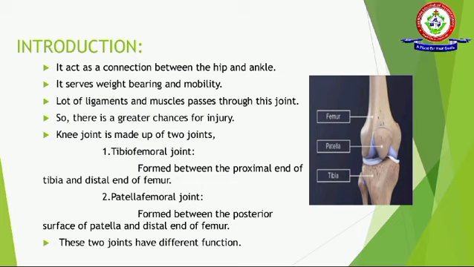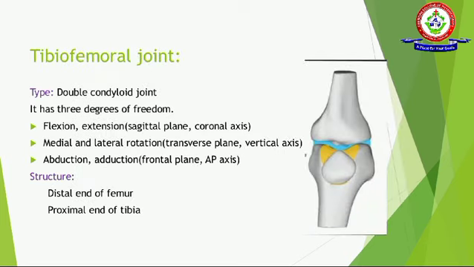There is a greater chance for injury because a lot of ligaments and muscles are passing through this joint. Knee joint is made up of two joints, tibiofemoral joint and patellofemoral joint. These two joints have different functions. First we can see about tibiofemoral joint.